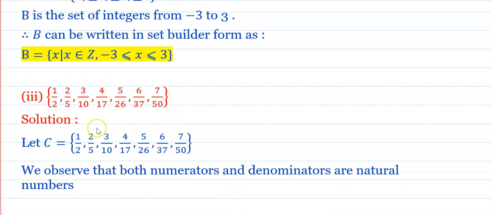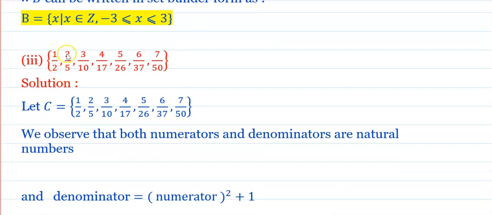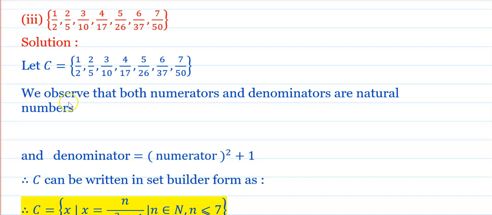Now the next set is 1 upon 2, 2 upon 5, 3 upon 10, 4 upon 17, 5 upon 26, 6 upon 37, 7 upon 50. Okay. Now, if we observe, both the numerator and the denominator are natural numbers, but the denominator can be expressed as numerator square plus 1. Now see this here. This is the denominator 2. It's 1 square plus 1. That is 1 plus 1, 2.